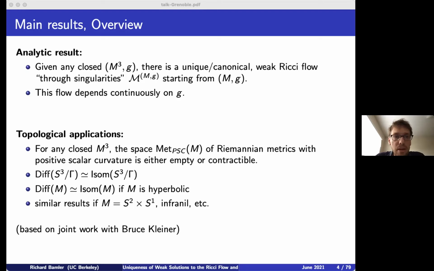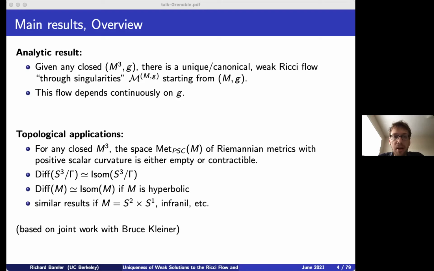As I said, there will be this main analytic result that says more or less that given any closed Riemannian manifold, there's some kind of unique or canonical weak Ricci flow through singularities starting from this Riemannian manifold, and that there's some continuous dependence on the initial metric. I'll make this much more precise, but this continuity result will be the main analytical result, and it will have topological applications.